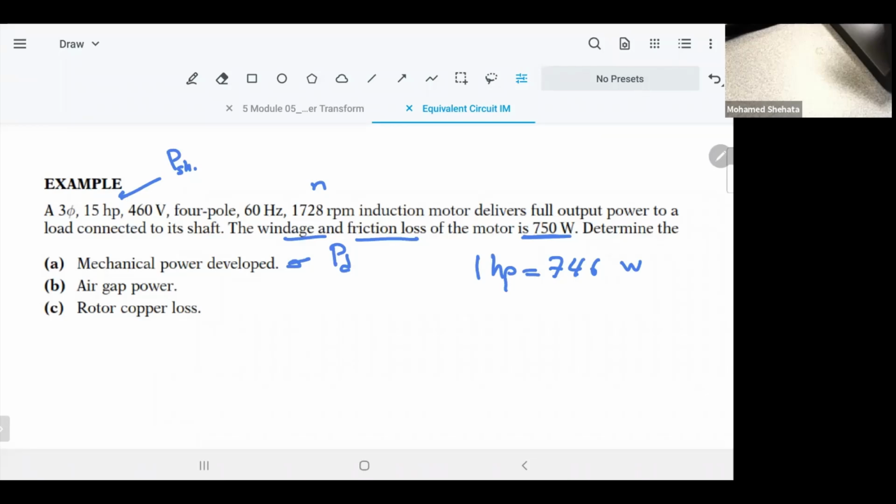If somebody got the answer, just give me the number. This power on the shaft, if you convert it, you multiply this 15 by 746, you will get 11,190 watts. Just a minute to help you find the answer quickly. All right, now 1 minute for part B.